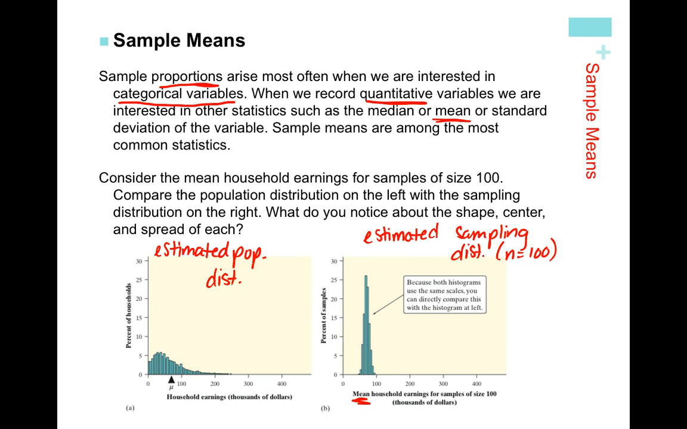So in terms of this estimated sampling distribution, we can see that rather than being skewed to the right, it's roughly symmetric. We can see that it's much less variable when we're looking at those average household incomes than the population distribution, but it is centered around the same value. So this mean over here in the population distribution is pretty close to the mean over here in the sampling distribution.